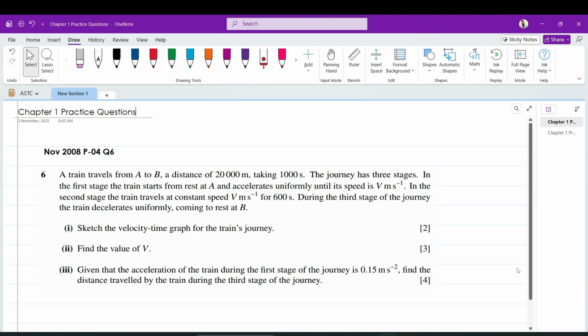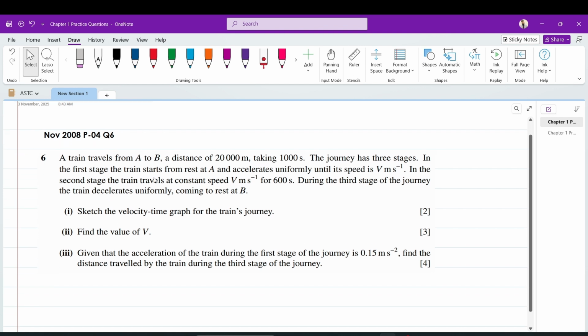Welcome to ASTC. This is Cambridge A Level Mathematics 9709 Mechanics. So today we will be continuing with some more practice questions related to chapter 1. So let's get started. Now this is a question from November 2008, paper 4, question number 6.